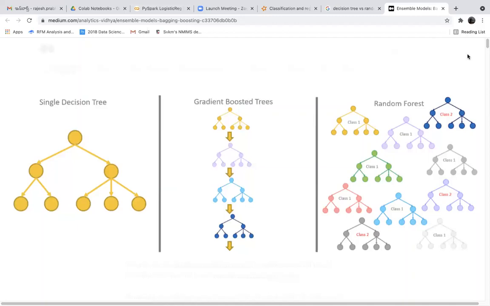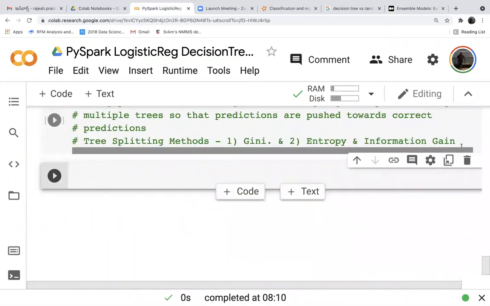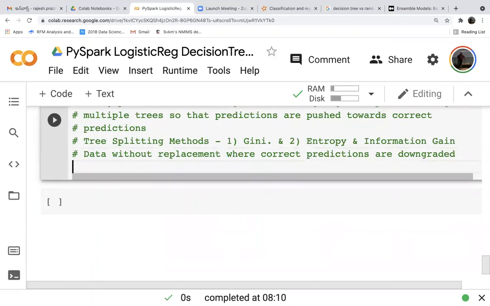The methodology it uses is data with replacement. In this, correct predictions are downgraded and wrong predictions are given more weightage.